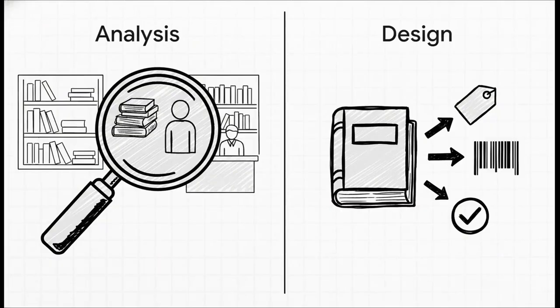Let's make this real with a super simple example. A library system. In the analysis phase, what are our objects? Well, we've got a book, a member, and a librarian. Easy enough. Then in the design phase, we start to flesh them out. We decide our book object needs to know its title and its ISBN. And what can it do? Well, it should be able to check availability. See? We're basically creating a little digital version of a real book.